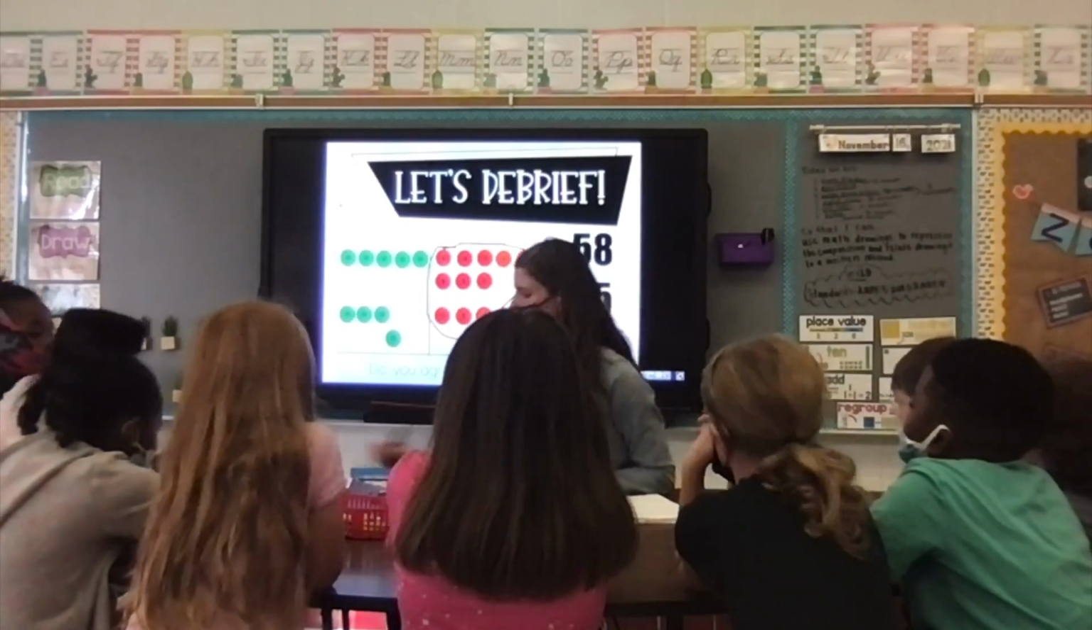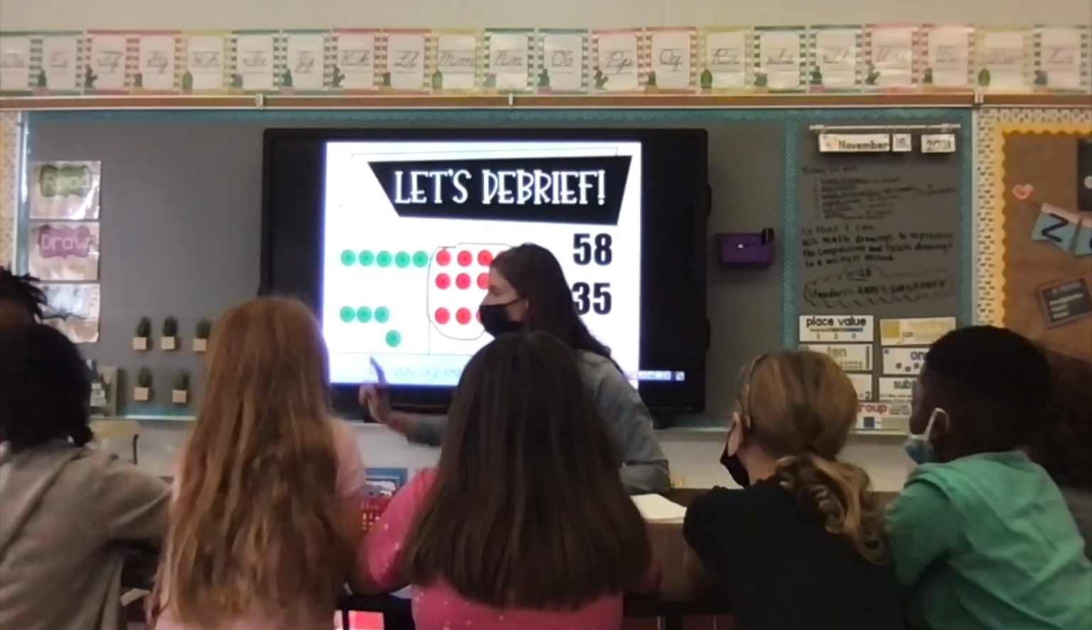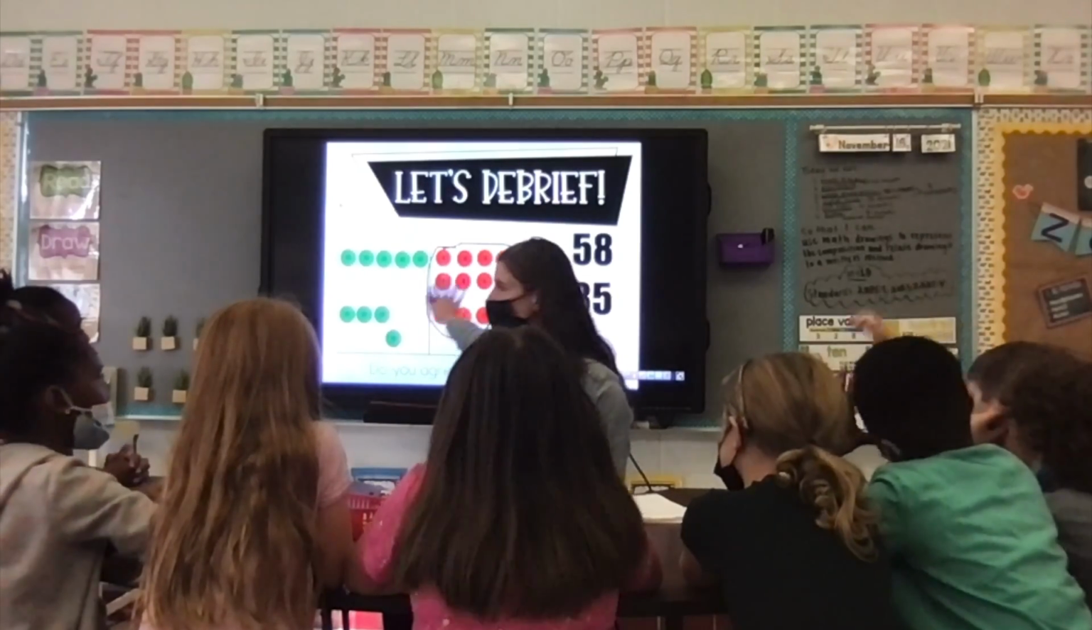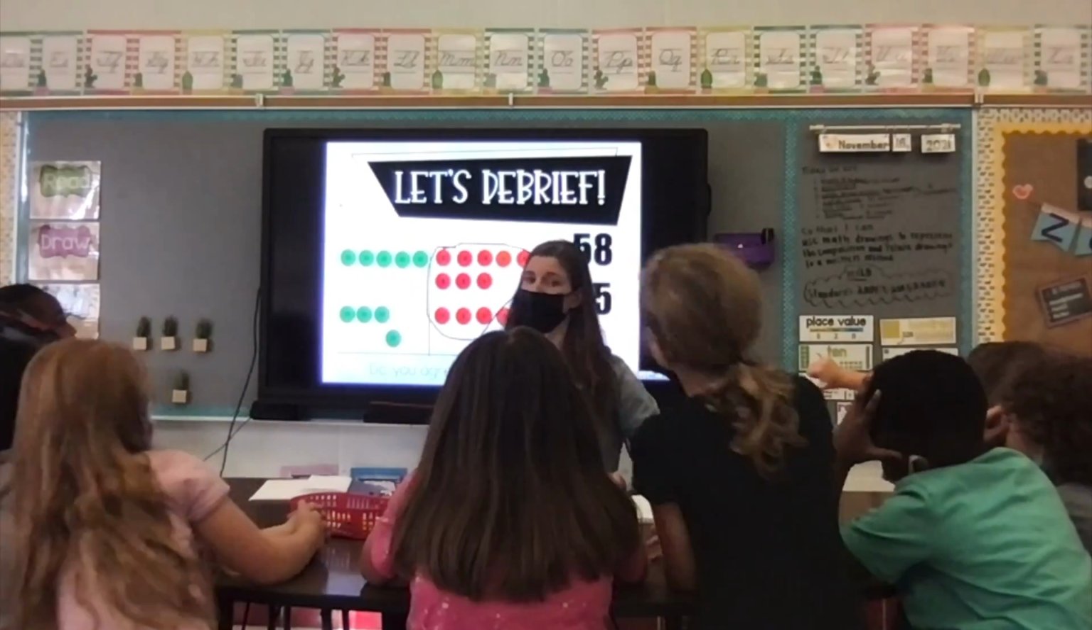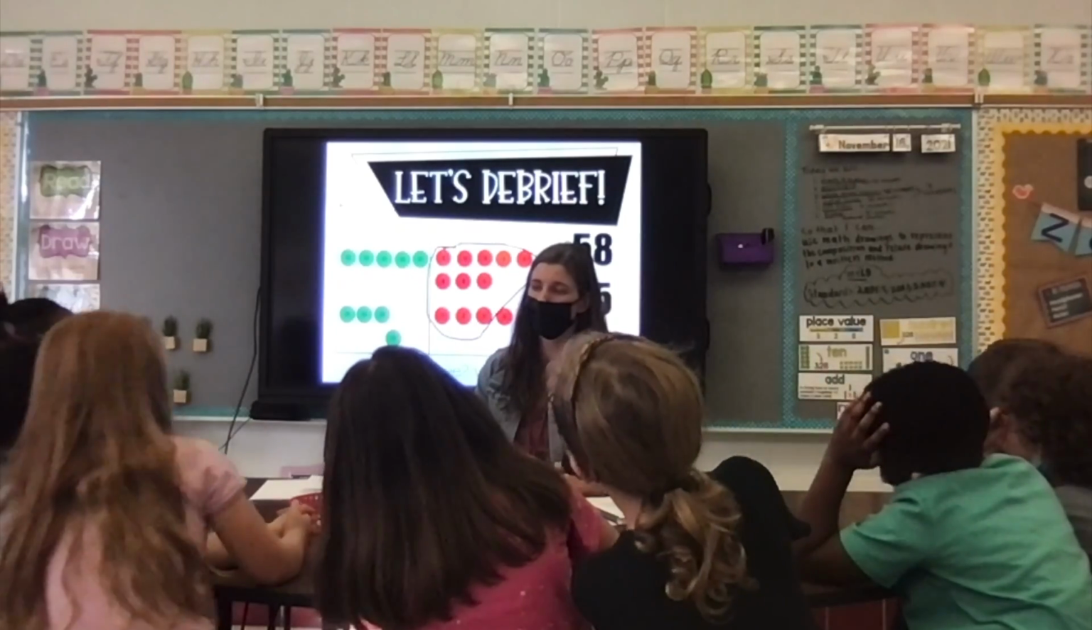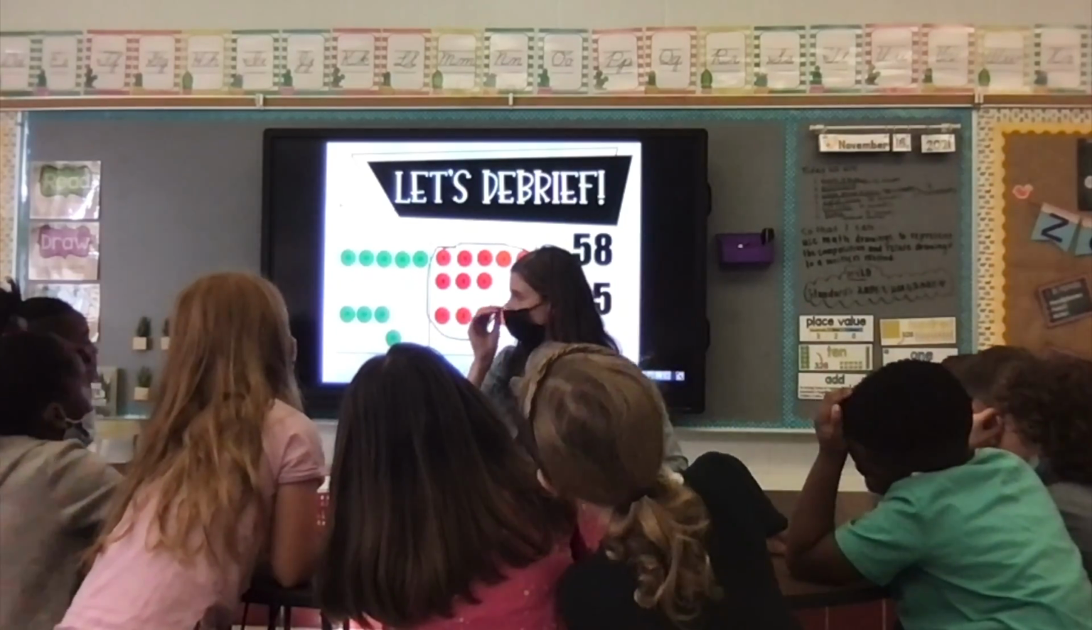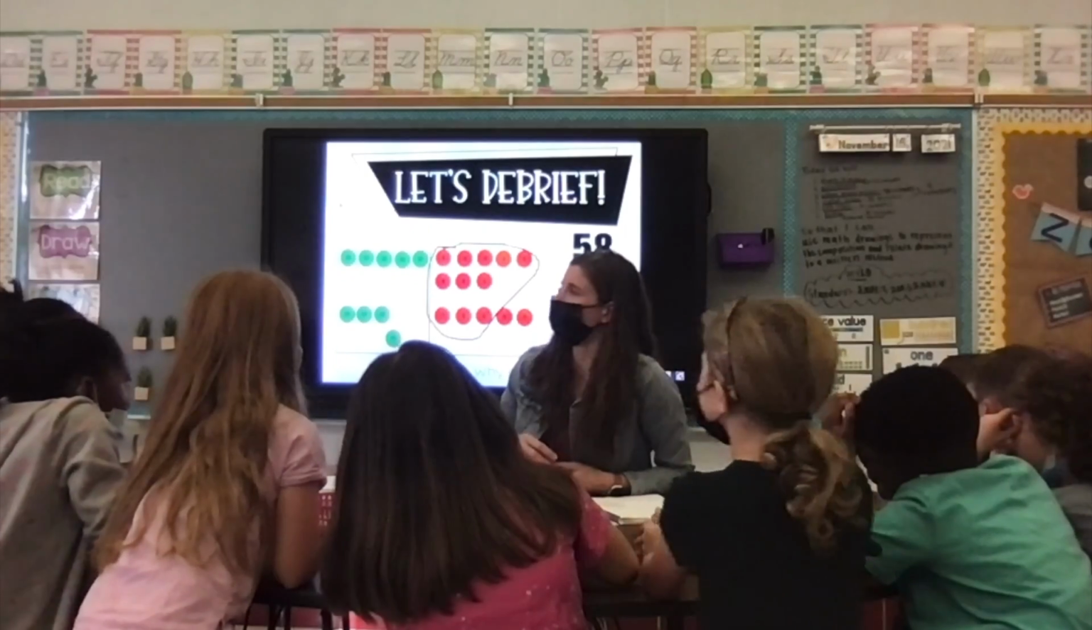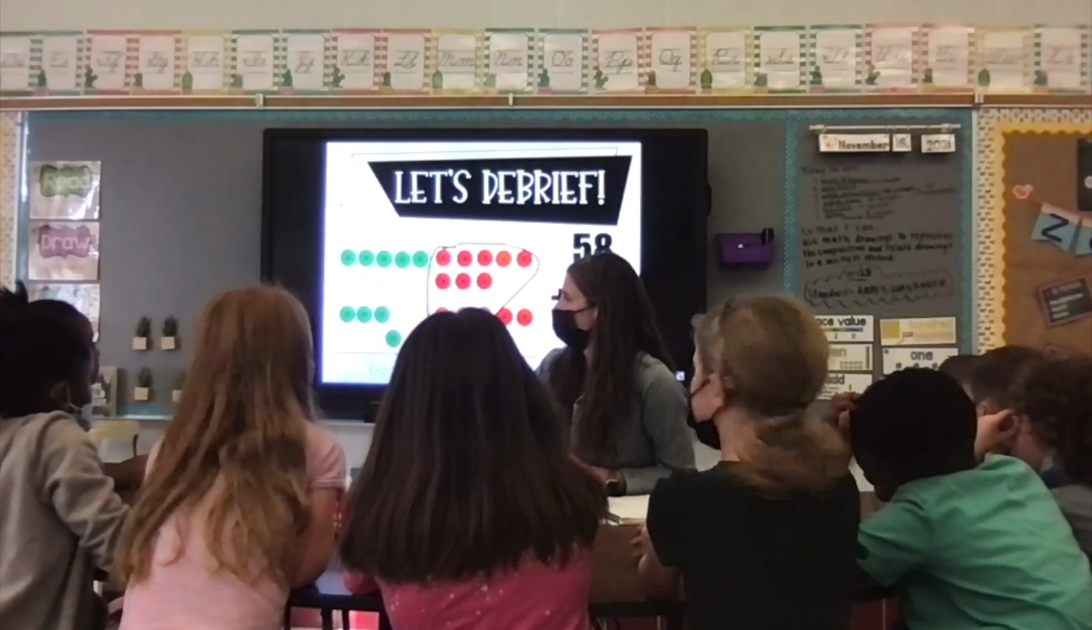So let's look at this problem. Do you agree with this place value chart and the vertical form? I want you to take a second before you just say yes. I want you to think, do you agree? Look at how it's modeled, look what they've done.